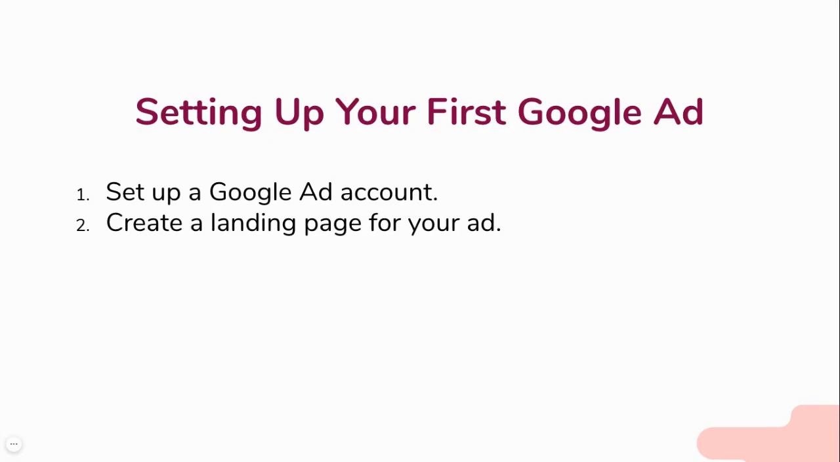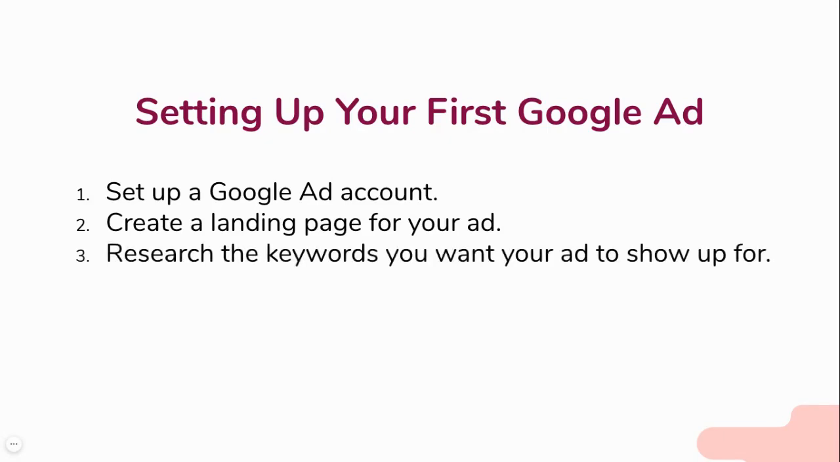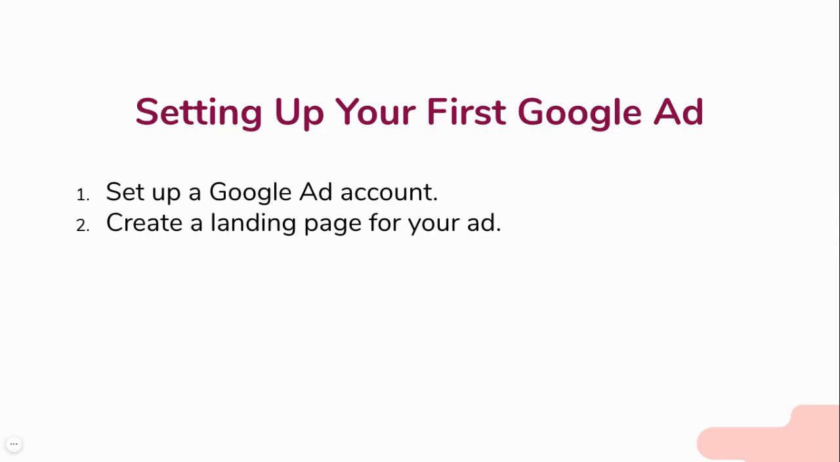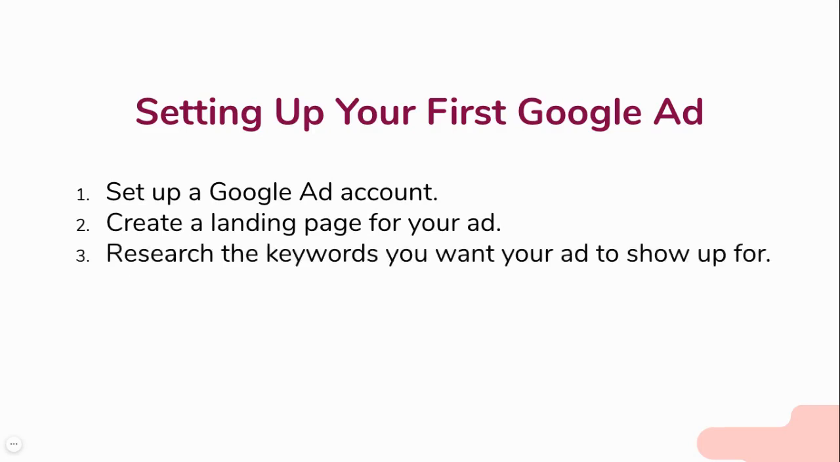You create a landing page. That's where people will land when they click on your ad. You research the keywords that you want your ad to show up for, right? And then you set up your ad. So I'm going to go over that again. First, you set up your Google Ad account. I've shown you how to do that. Create a landing page for your ad. Research the keywords you want your ad to show up for, and you set up your ad. And that's actually all you need to do to set up your first Google ad.